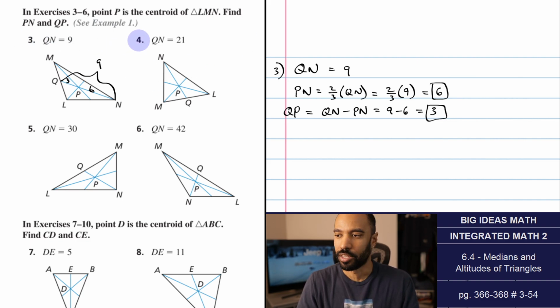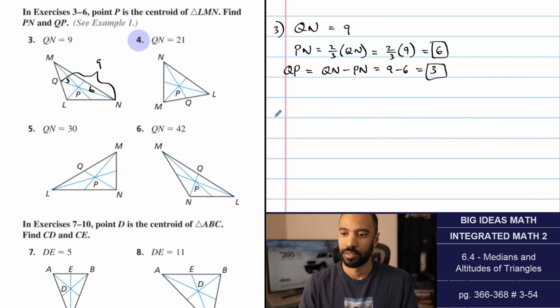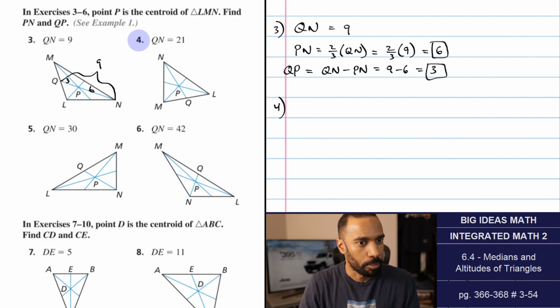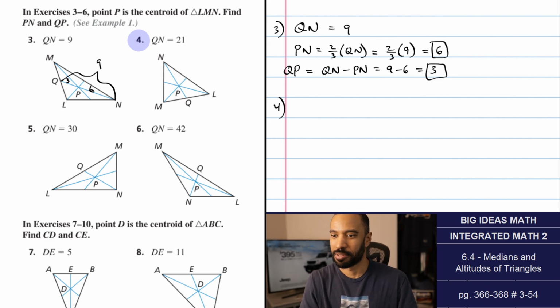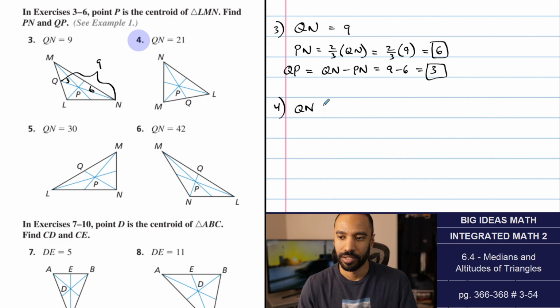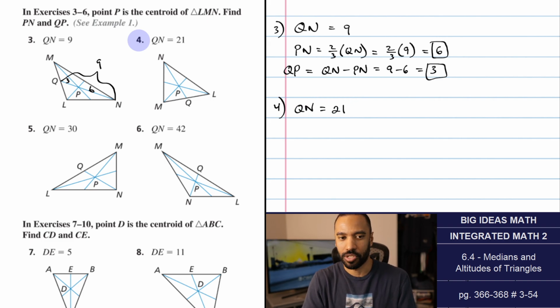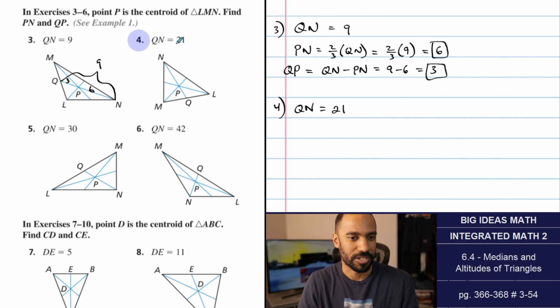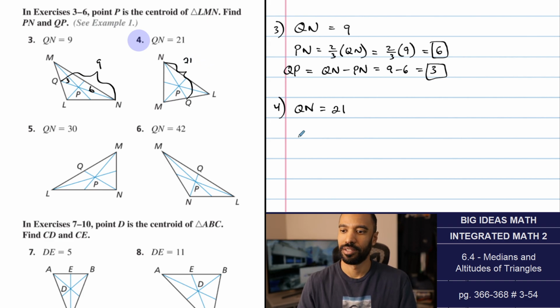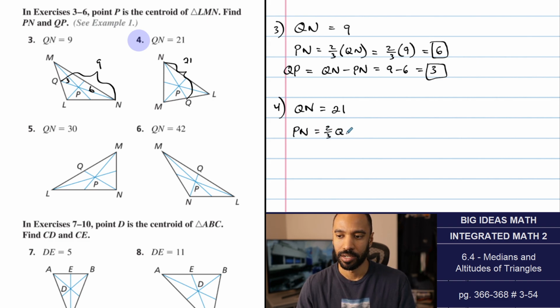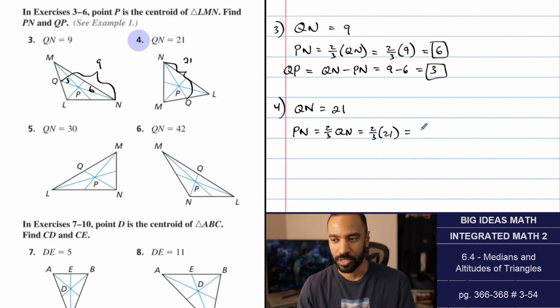Number 4. QN equals 21. P is always the centroid. All right, QN is 21. More of the same, right? It's always a 2/3 proposition. Nothing's going to change there. If this is 21, the entire thing, then we're talking about getting PN, which is going to be 2/3 of that. PN is 2/3 of QN, which is 2/3 of 21, which is 14.